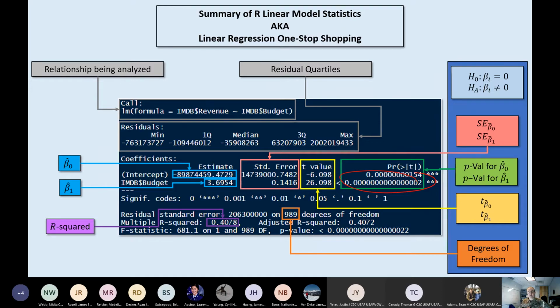But before we get there, any questions on what's going on this page and how you would grab out the different information that you might need?